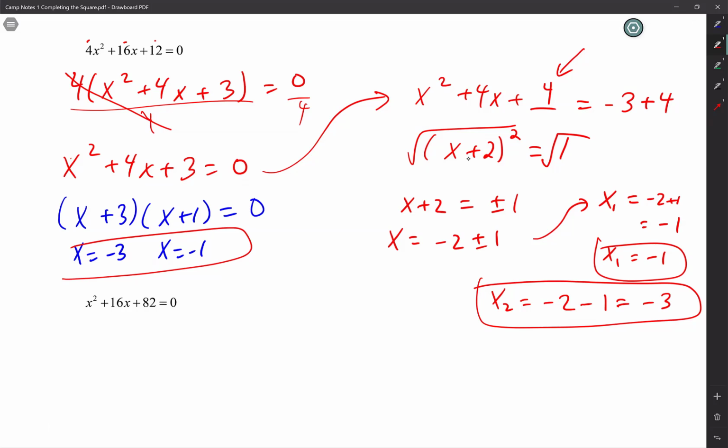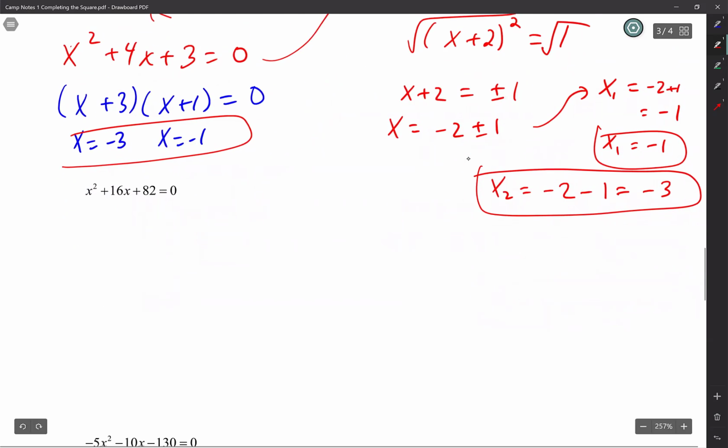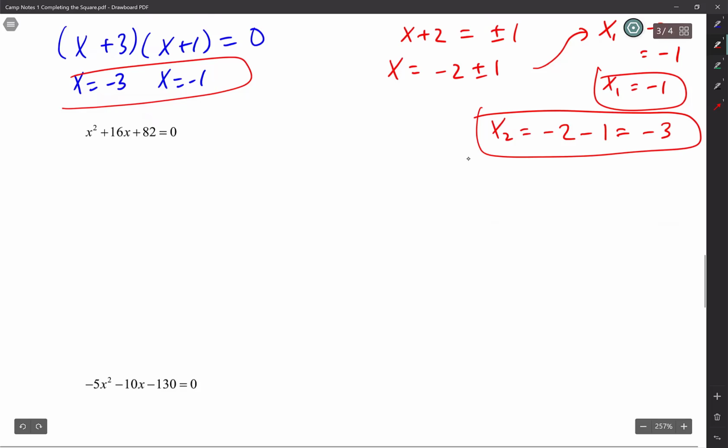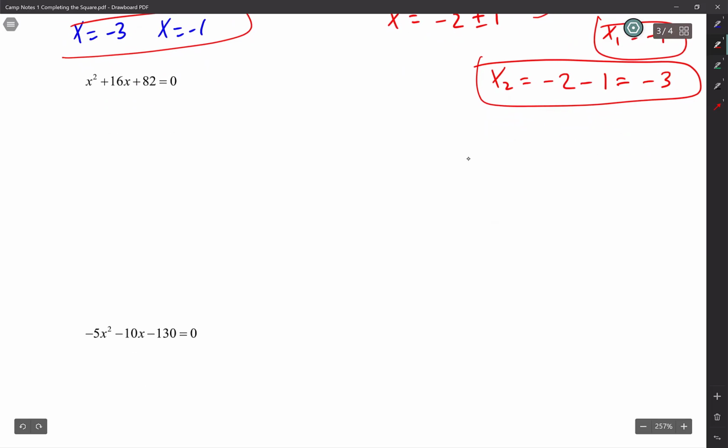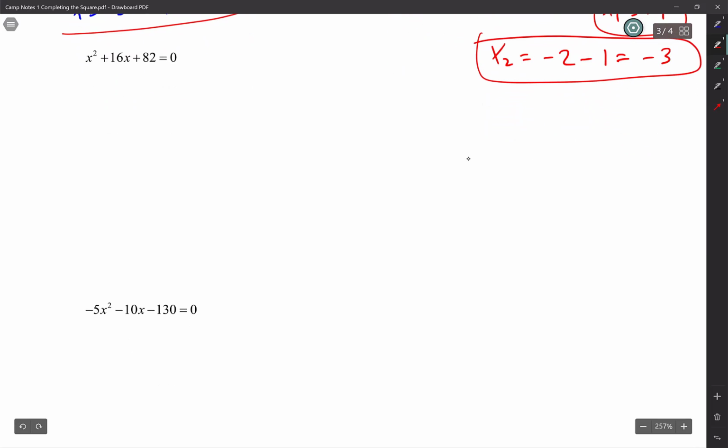Yes, I would not do complete the square for this one. I would probably just factor it out and set each factor equal to 0. Fastest route. All right, I think we get the hang of it, guys, but let's do a few more just to make sure that we really got it. So let's go. x squared plus 16x plus 82 equals 0. Move the 82: x squared plus 16x plus some blank equals negative 82. 16 divided by 2 is 8. 8 squared is 64.